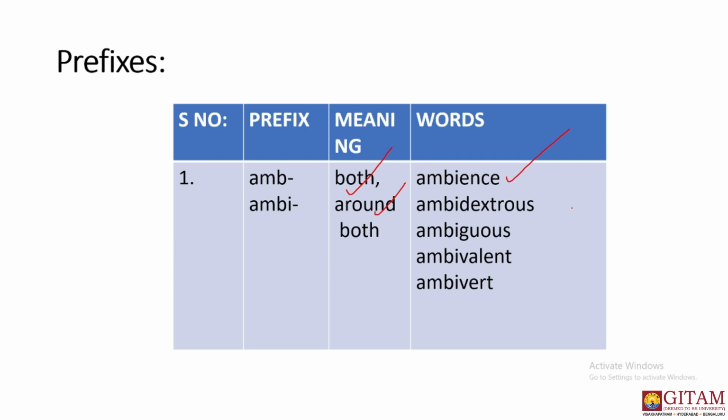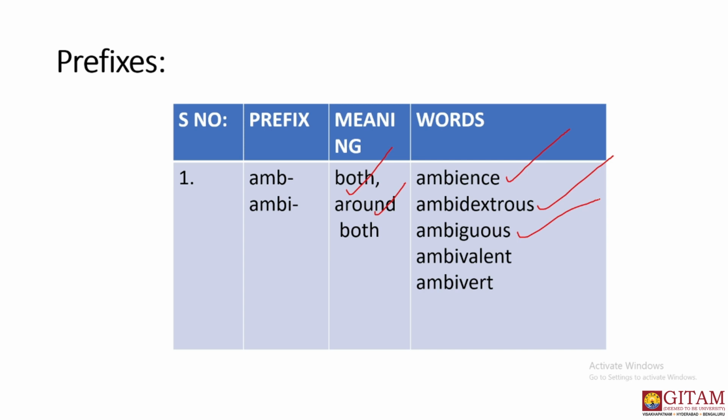You look around and you say, wow, that's called ambience. Now I'm going to the next word, ambidextrous. Do you know a friend who can write using both his hands with equal comfort? If yes, he's ambidextrous. I'm going to the next word, ambiguous.